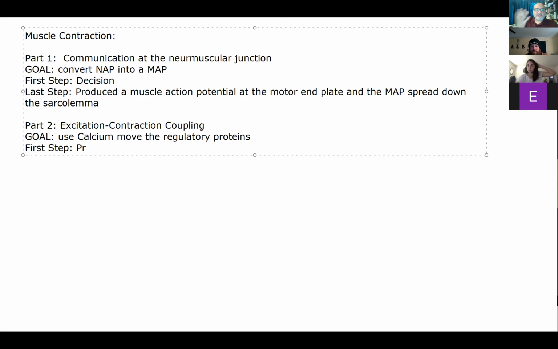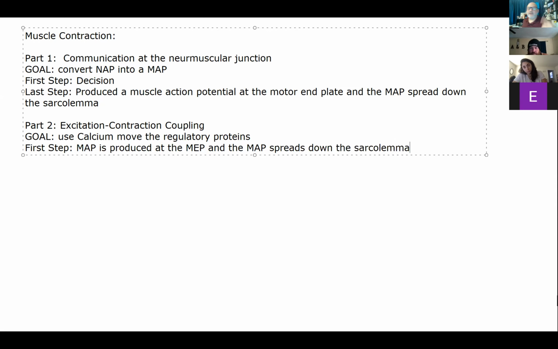So our first step in excitation, contraction, coupling is muscle action potential spread down the sarcolemma. It is produced at the motor end plate, and the muscle action potential spreads down the sarcolemma. There you go. So that's the point I want to make. Because this is a continuous process, remember, the last step of part 1 is also going to be the first step of part 2. And you're right, our last step, even though we haven't gotten to it yet, is going to basically be our goal: move those regulatory proteins so myosin and actin can interact. So that is our game plan.